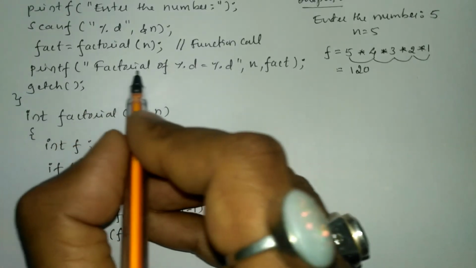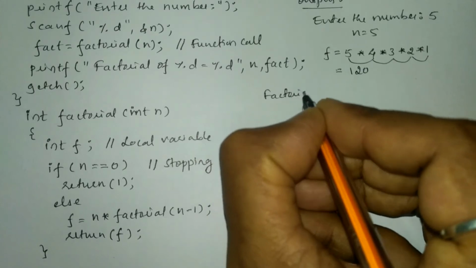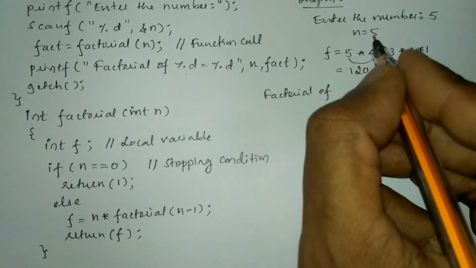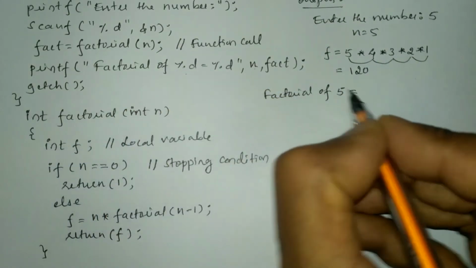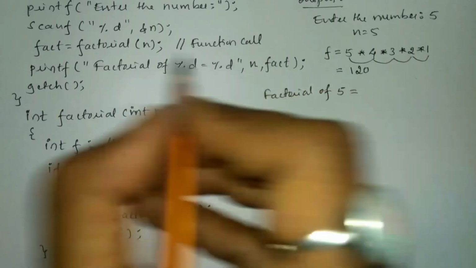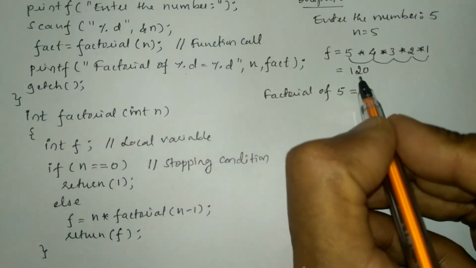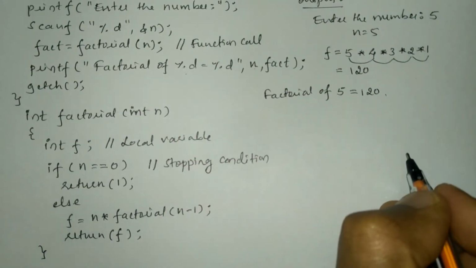So once the value is returned, the next statement will be printed. So what is it going to print? It is going to print factorial of, this percentage d is associated with n. What is the value of n? The factorial of 5 is equal to will be printed as it is, and this percentage d is associated with fact, correct? So here fact is holding the function call. So the function has returned value 120. So it is going to print 120 here.